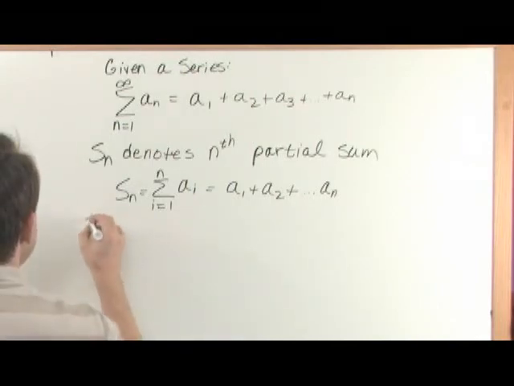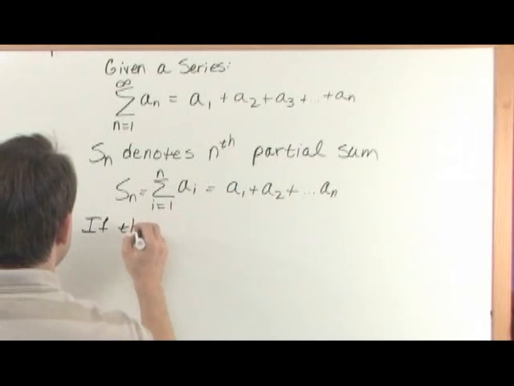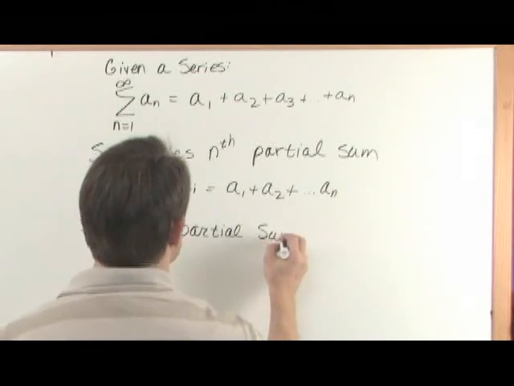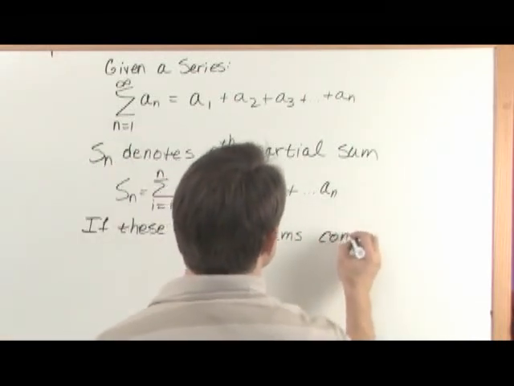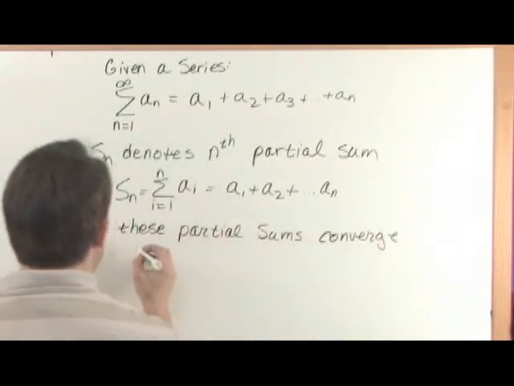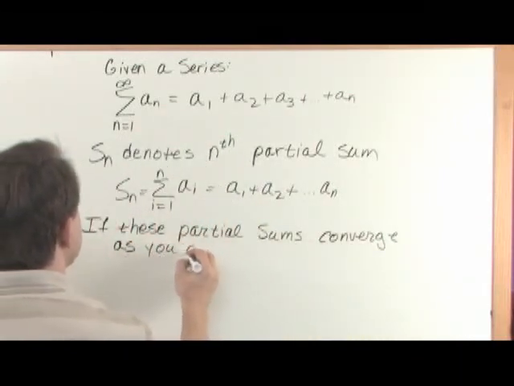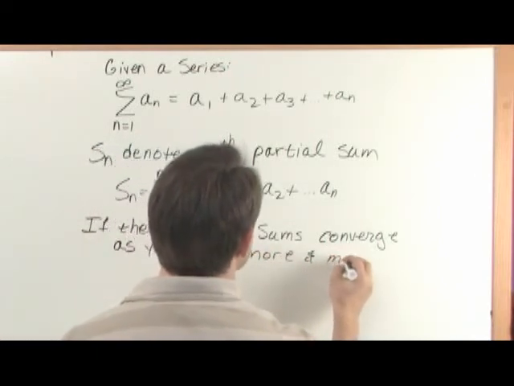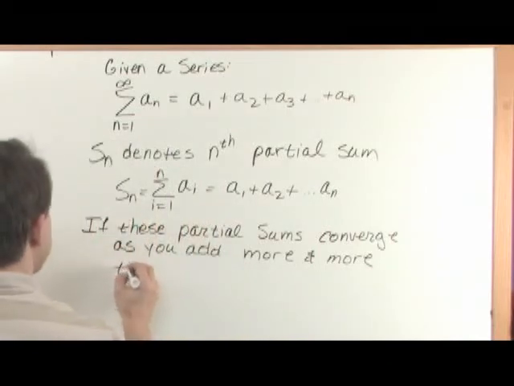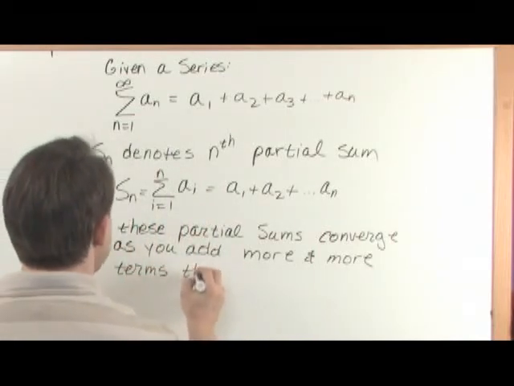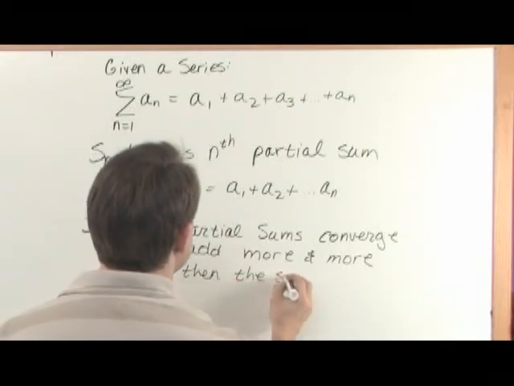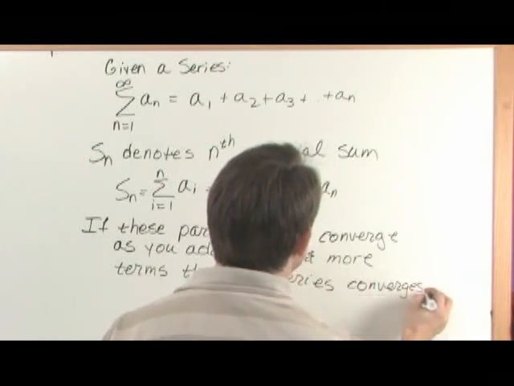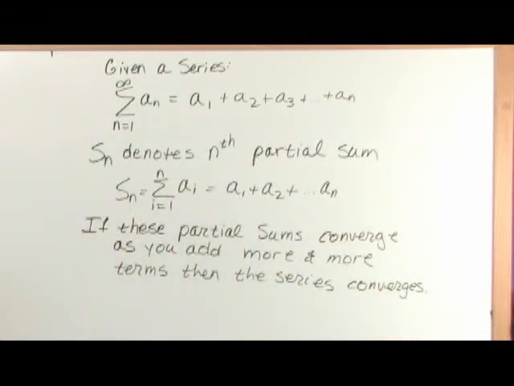Then if these partial sums converge as you add more and more terms, then the series converges. Then the series converges, okay? So let me make sure you understand that, okay?